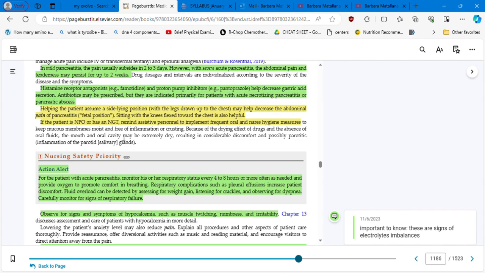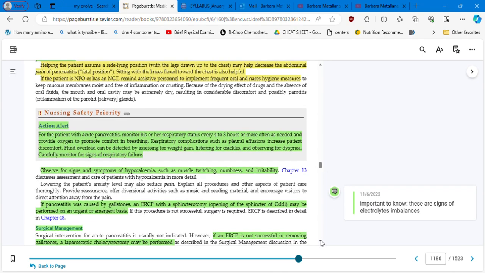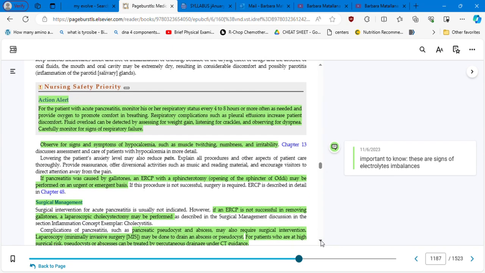Helping the patient assume a side-lying position with the legs drawn up to the chest may help decrease the abdominal pain of pancreatitis, the fetal position, right? Sitting with the knees flexed toward the chest is also helpful. If the patient is NPO or has an NG tube, remind assistive personnel to implement frequent oral and nasal hygiene measures. I really think this is not necessary to mention, but it's common sense, but it's good to know.